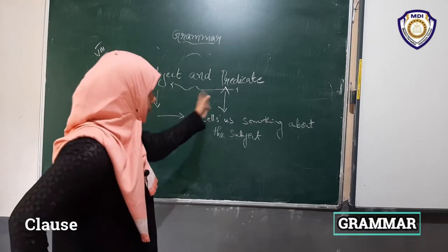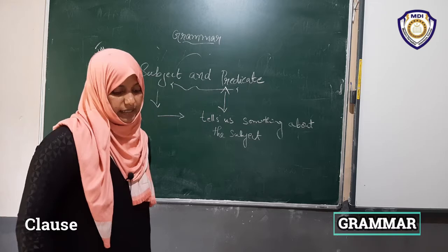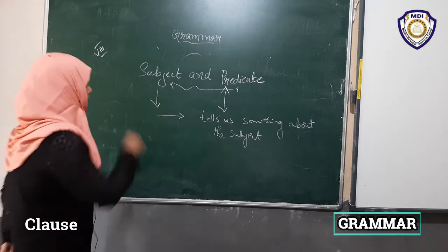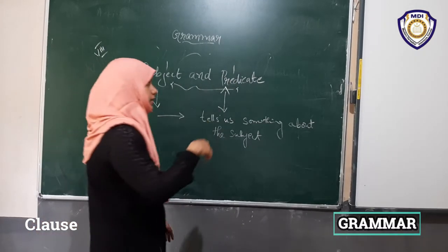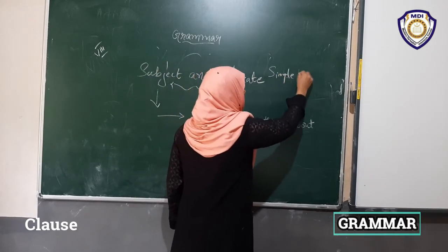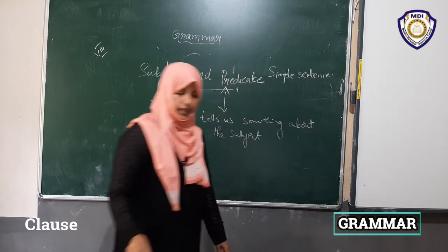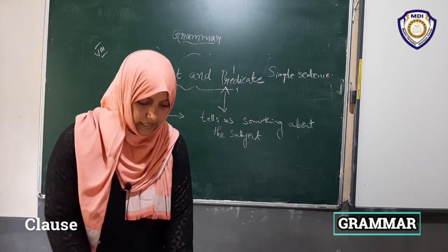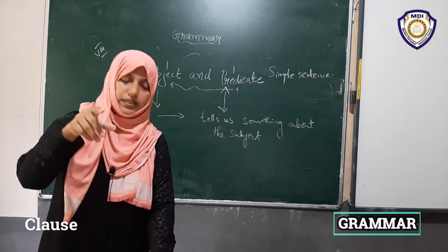Whatever is said about the subject is the predicate. A sentence that has one subject and one predicate is what we can call a simple sentence. Okay, then both are simple sentences. Each simple sentence has no principal clause.